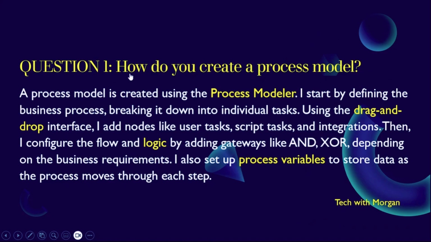Question 1. How do you create a process model? A process model is created using the process modeler. I start by defining the business process, breaking it down into individual tasks. Using the drag-and-drop interface, I add nodes like user tasks, script tasks, and integrations. Then I configure the flow and logic by adding gateways like AND and XOR depending on the business requirements. I also set up process variables to store data as the process moves through each step.